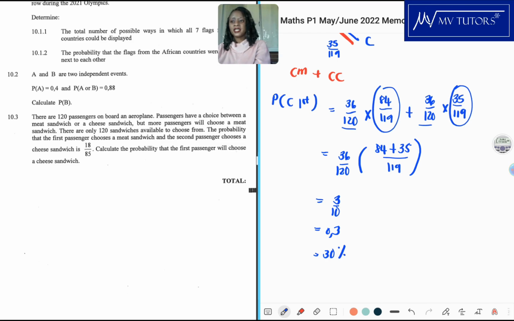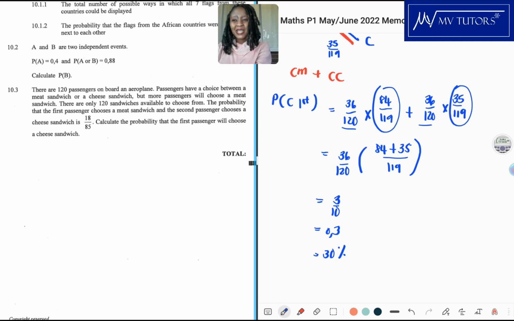So there's a 30% chance that the first person is going to take the cheese sandwich. Okay, and we are done. We're done with this paper.